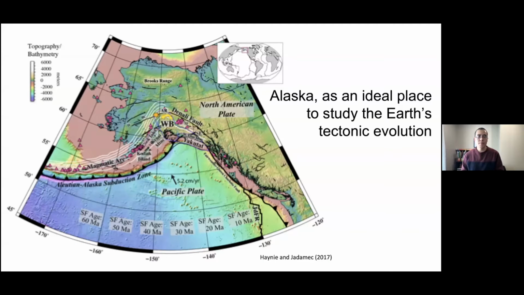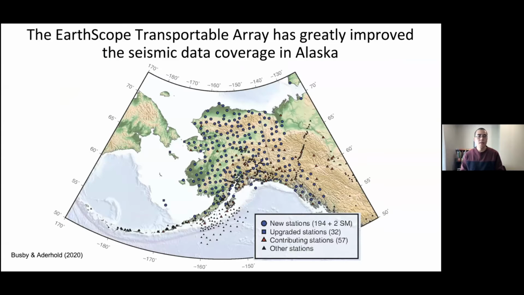Accretionary terrains and subduction zones are the key components of Alaska's tectonic history. On top of that, Alaska houses a lot of secrets about the tectonic evolution of the Earth. Since 2015, the EarthScope Transportable Array arrived in Alaska. This array has greatly improved the seismic data coverage in Alaska. With the improved data coverage, a lot of seismic models have been published in Alaska, focusing on different stories using different methods.